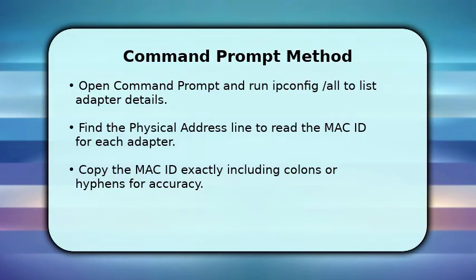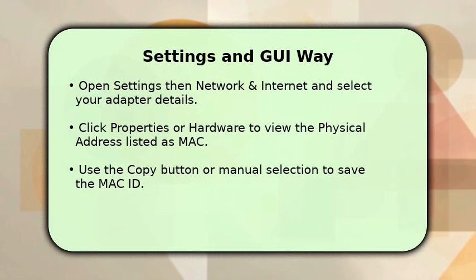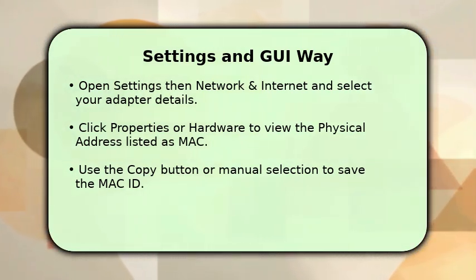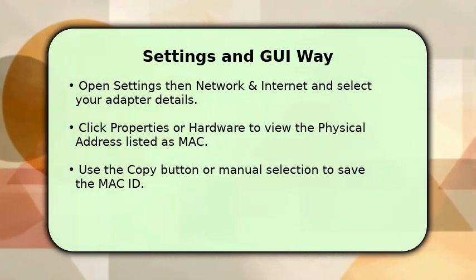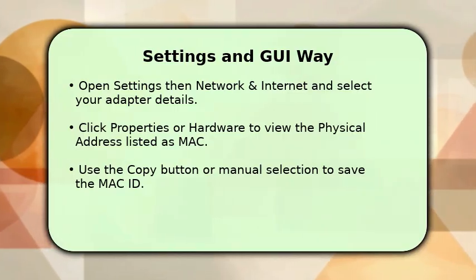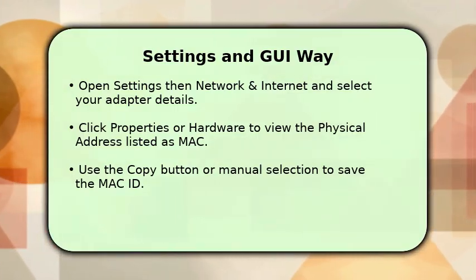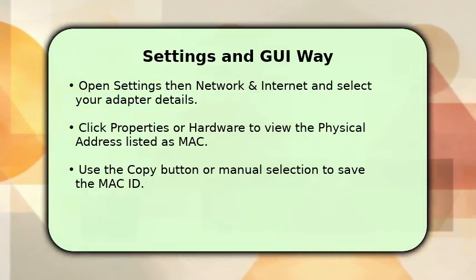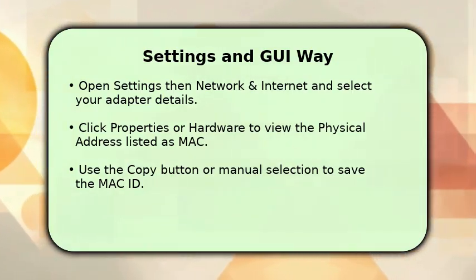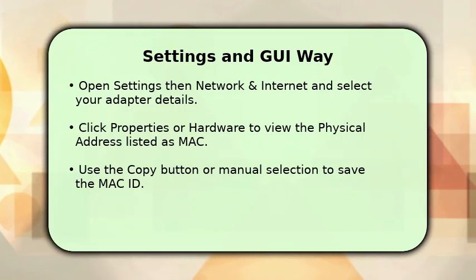Go to Settings, then Network and Internet, and choose the adapter to view its properties so you can find the MAC ID without using commands. Tap or click Details or Hardware to reveal the physical address entry, labeled clearly as the MAC. Use the available copy option or select the address manually to paste into your documentation or router settings. This approach is graphical and user-friendly.